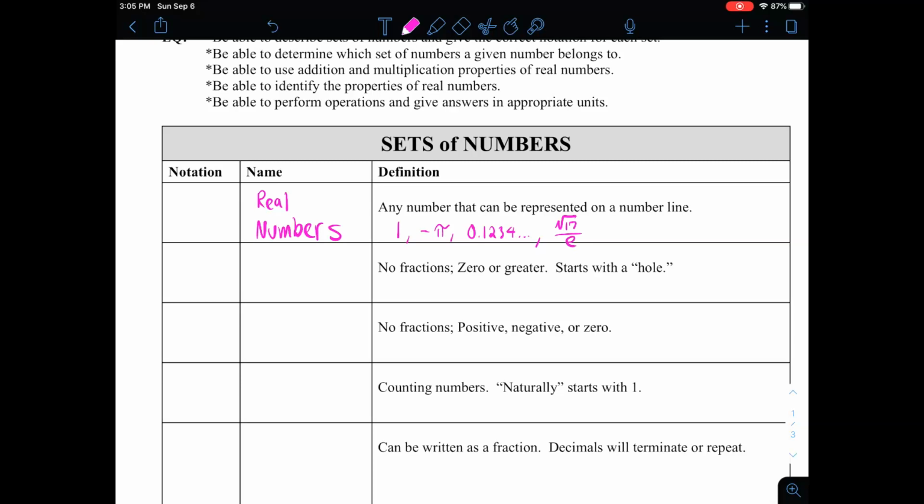E is actually a number we're going to talk about more this year with logarithms and natural logs and that kind of stuff. Okay? The notation for real numbers is a double R. You can watch how I do this. I'm going to do 2 vertical lines, and then I'm going to make an R out of it. Do that one more time. 2 vertical lines and make an R out of it. That's the notation for real numbers, a double R, kind of like that.